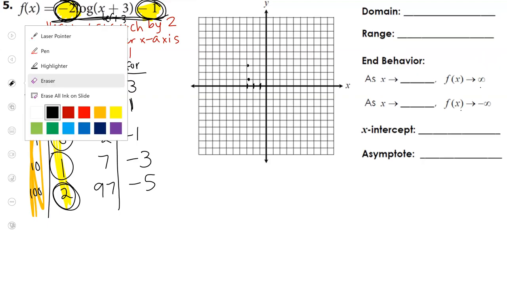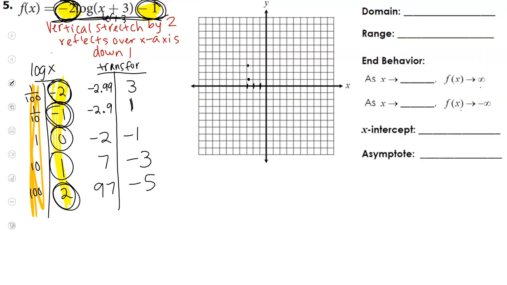Okay, next point. -2, -1, right there. 7, -3. 1, 2, 3, 4, 5, 6, 7, -3. And then 97, -5, that's way over there. So this is what your graph looks like. Okay, now let's answer the questions.